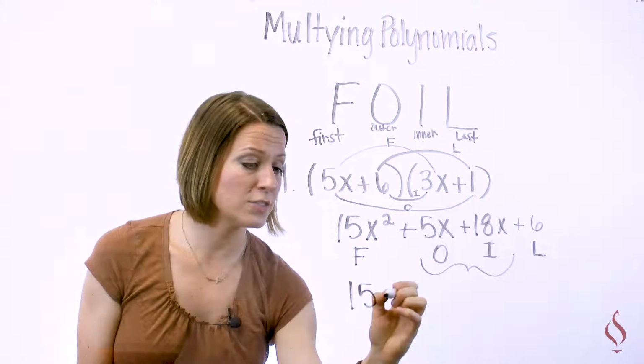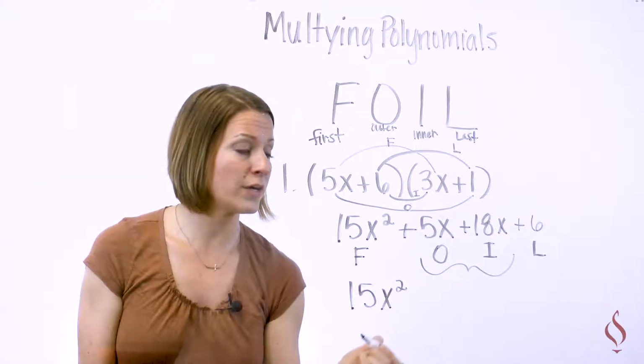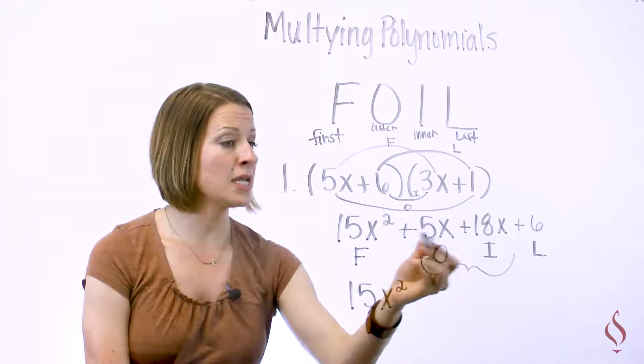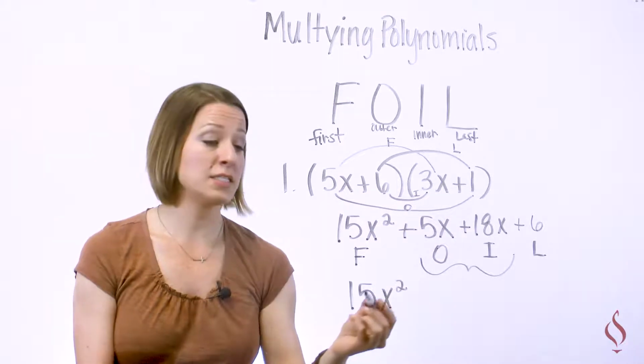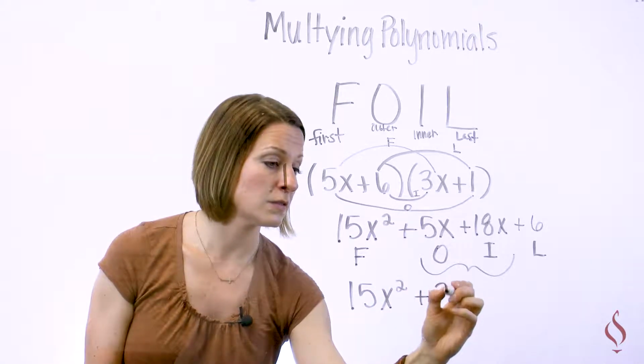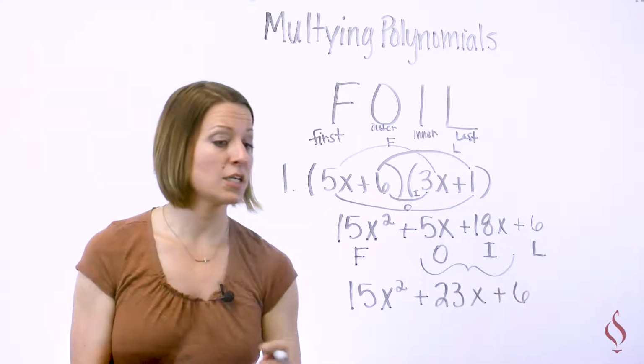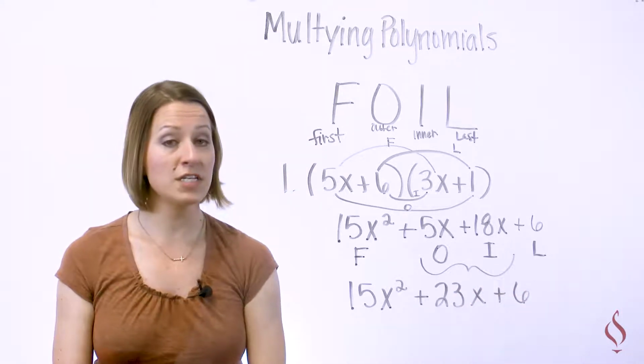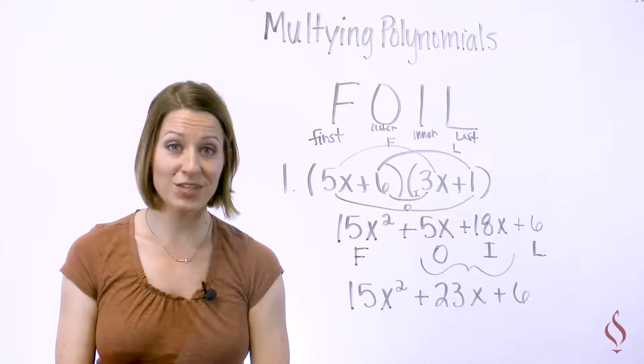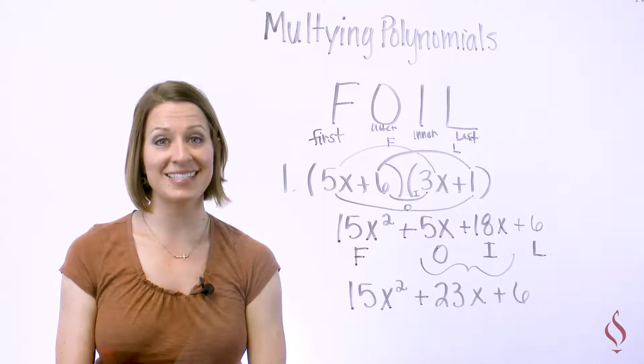So our final answer is going to be 15x squared. Then we're going to combine the 5x with the 18x to get 23x plus 6. So your final answer is 15x squared plus 23x plus 6.